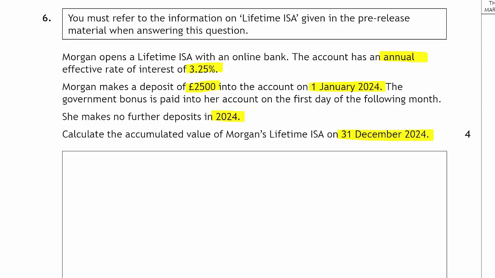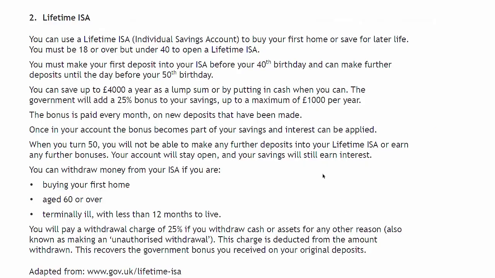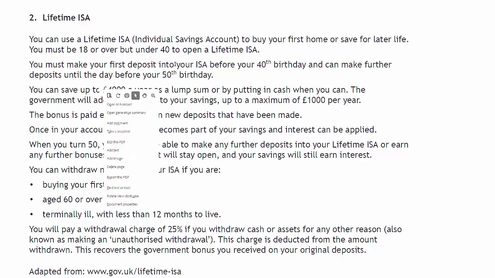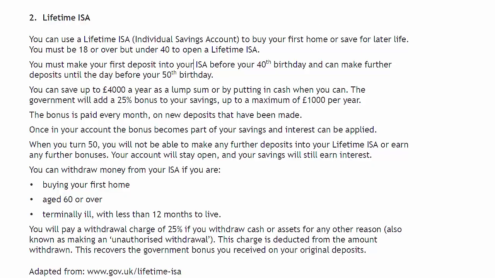Now you have to then obviously refer to your pre-release material. So what we've got here is just a wee bit of spiel about ISAs. You can save up to £4,000 a year and the government will add a 25% bonus to your savings, okay. The bonus is made every month on new deposits. So I think Morgan's only got one deposit, so she or he will just get the one bonus, okay.